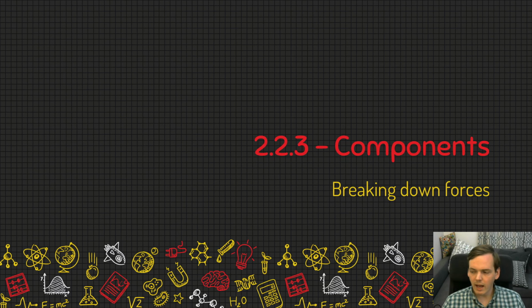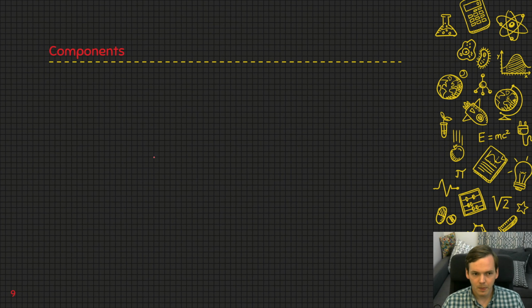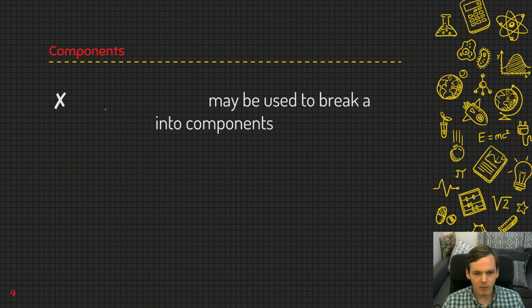We're going to look at components here, do a quick reminder on what components are on a vector, and then talk about how they're used to break down or analyze forces. So, as a quick reminder, trigonometry may be used to break a vector into components.